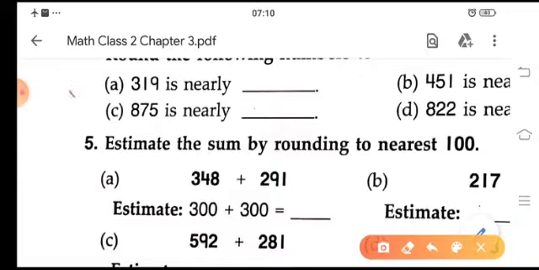Now rounding off numbers to the nearest 100. What will we do in 100? Instead of adding 10, we'll write 100 over here. Then estimate the sum by rounding to the nearest 100, like 348 plus 219. So we'll get 300 plus 300, and we'll get 600.